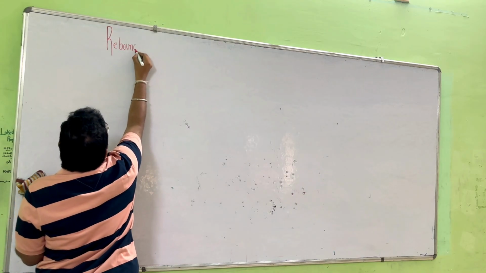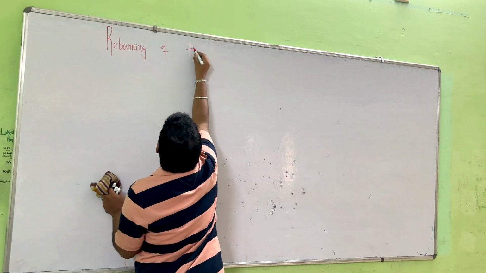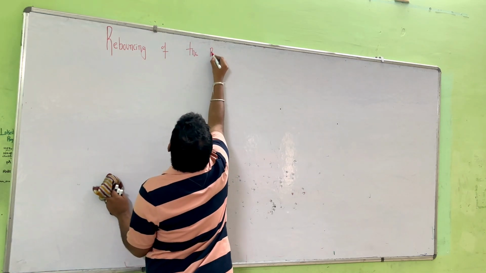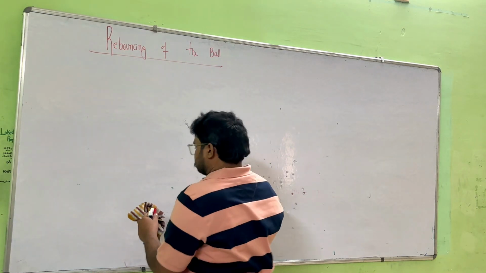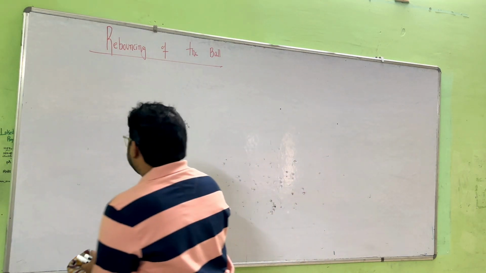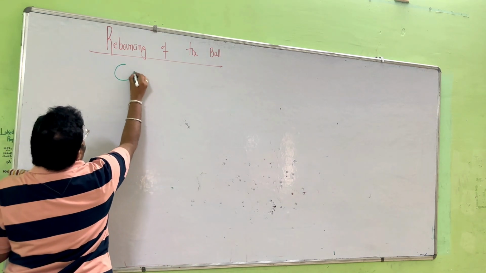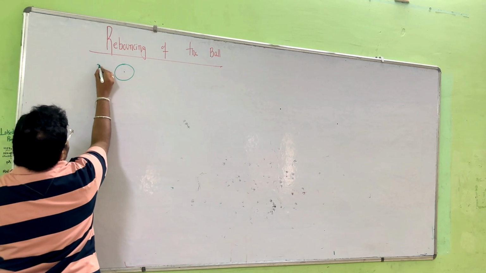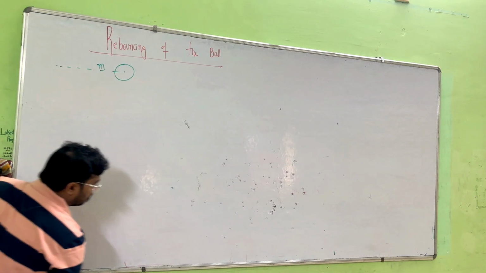Rebouncing of the ball. So a ball of mass m is released from a certain height h from the ground.